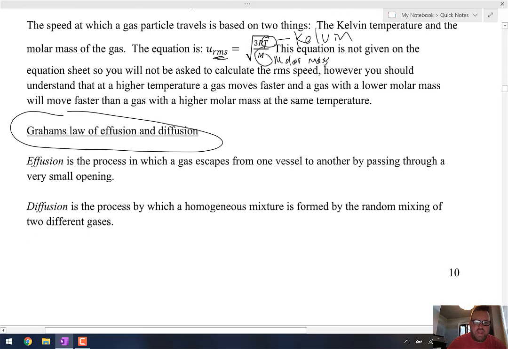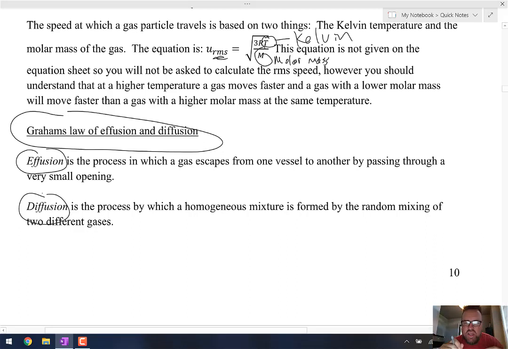Okay, now what that does is it affects both of these, effusion and diffusion. So effusion is, let's say you have a balloon and you put a piece of tape on it and you poke a tiny little hole in it. Or we'll talk about a car tire that's filled with different gases, oxygen and nitrogen and things like that.